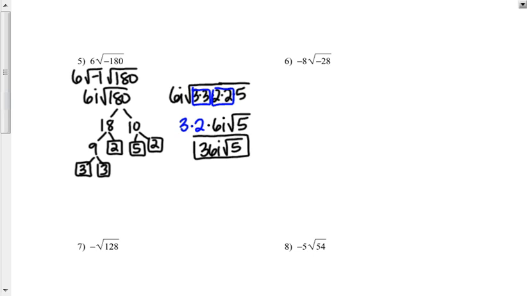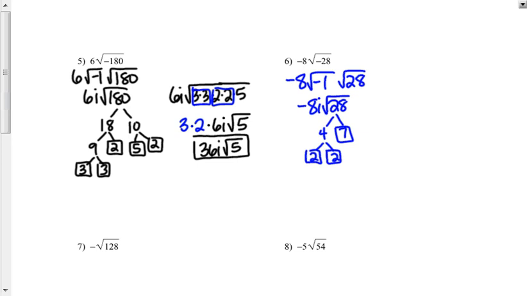Taking a look at number 6, I have negative 8. I'm going to make that 28 positive by taking out the negative 1. So then that's negative 8i square root 28. 28 is not a perfect square. I'm going to break it down into 4 and 7. 7 is prime. 4 breaks down into 2 and 2.